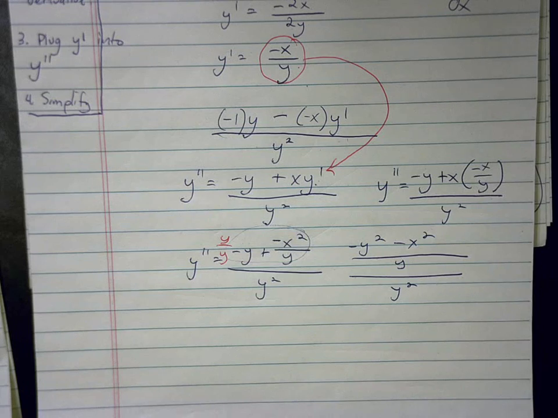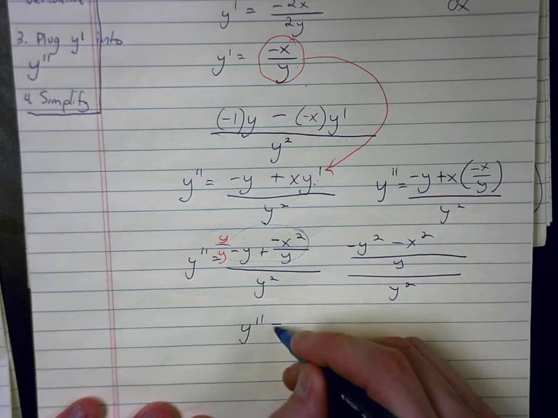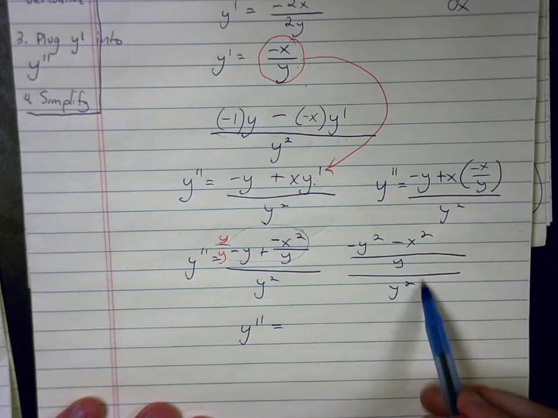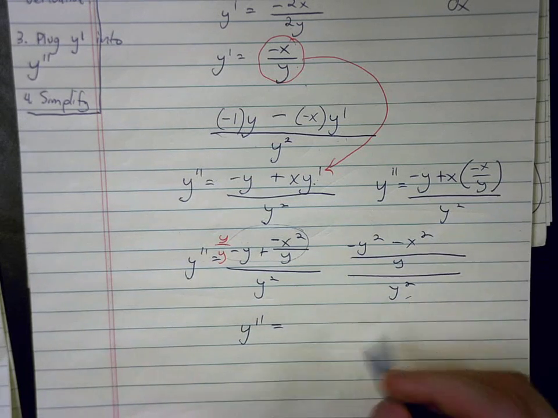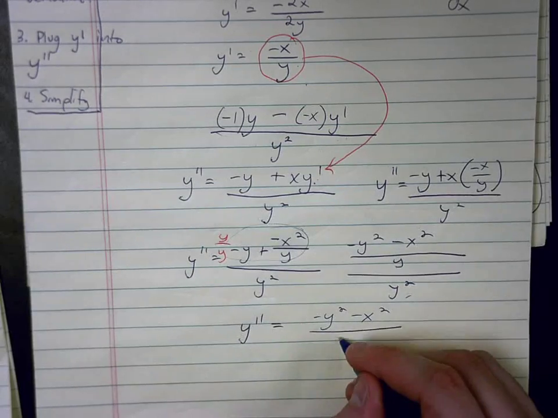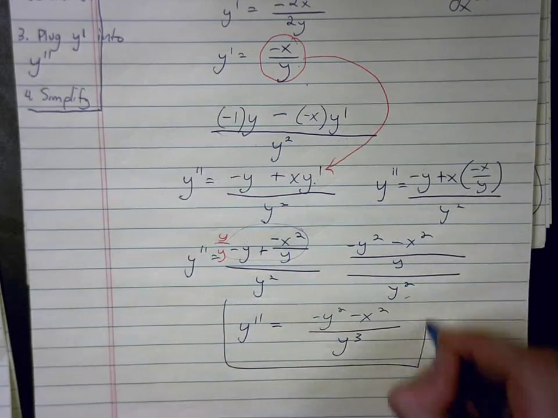And then we have one step to go, because we don't like these fractions on fractions. Let's put our final answer as, anytime you have a fraction over just one term, basically this is just going to shoot to the denominator. So you're going to have negative y squared minus x squared over y to the third.